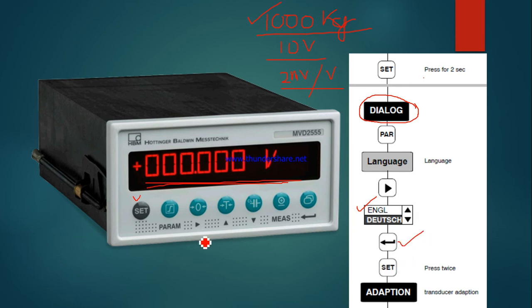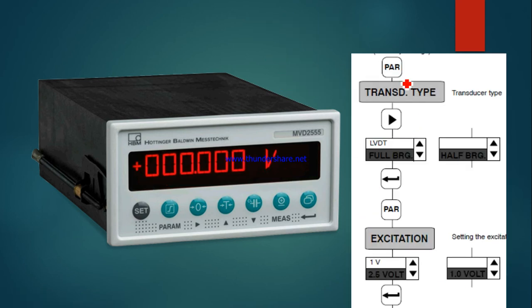After setting the language, you press set again. In the screen adaptation will come. After adaptation you have to press param again. Then there is the transducer type. If you press go, various options will come. With the help of the up and down arrow, you select the full bridge, because in our case the load cell is full bridge. Then you press enter, and the transducer type is selected.